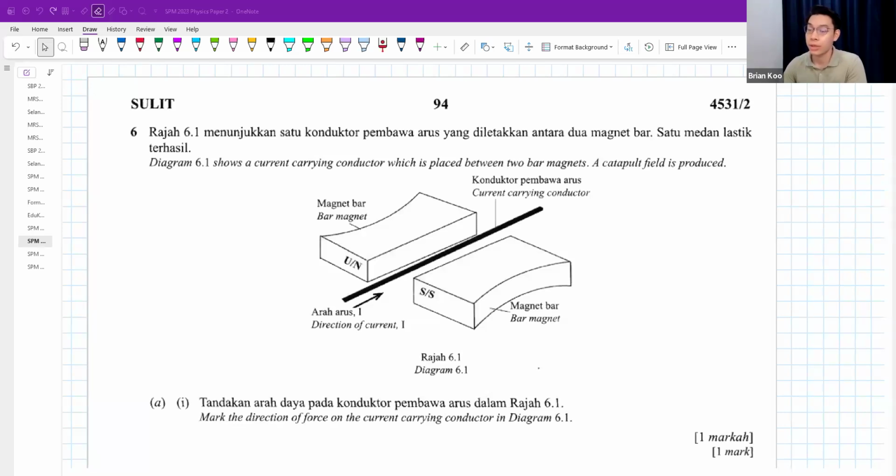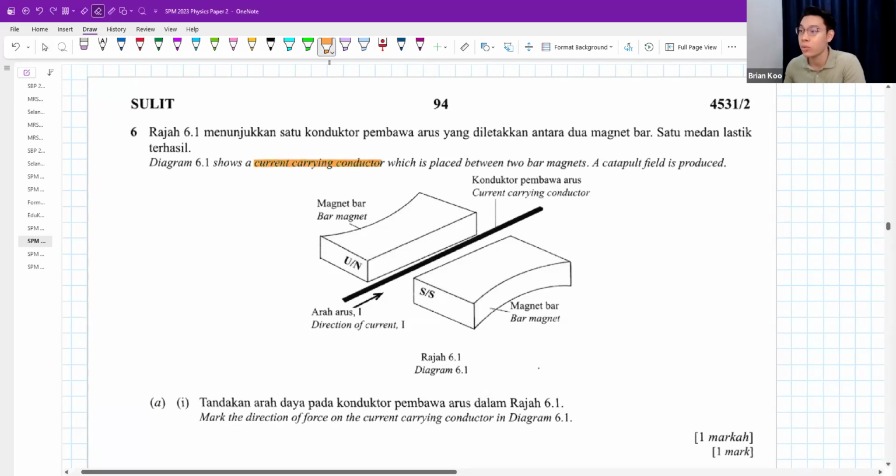Okay, we continue with question number 6. A current carrying conductor is placed between two bar magnets, and a catapult field is produced. Mark the direction of the force on the current carrying conductor in diagram 6.1. Now, mark the force. You're trying to find force.